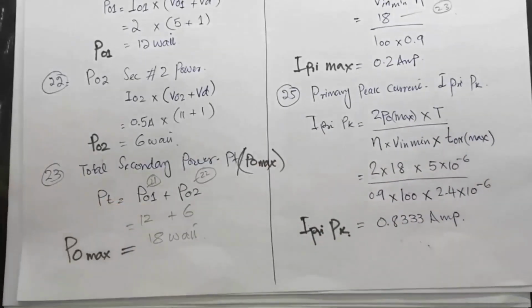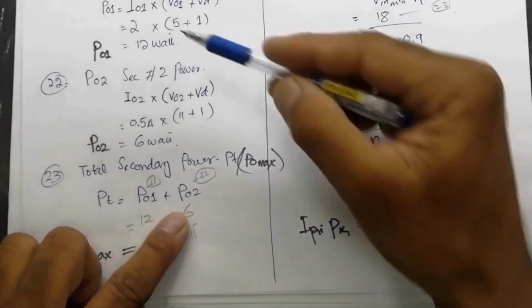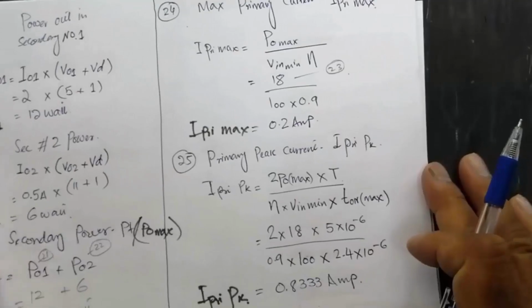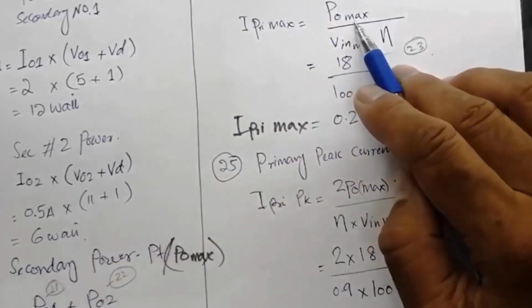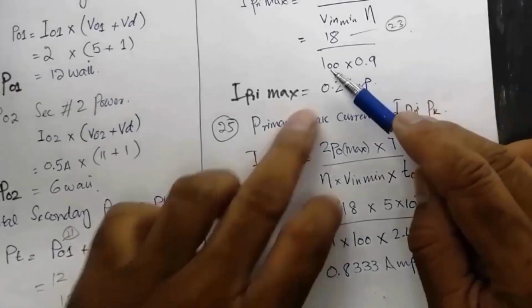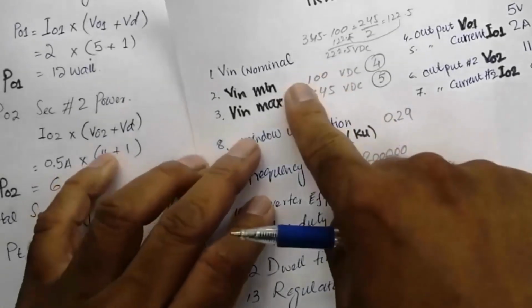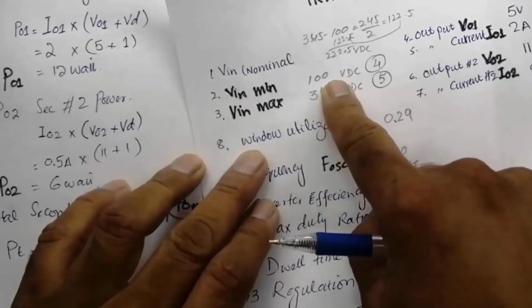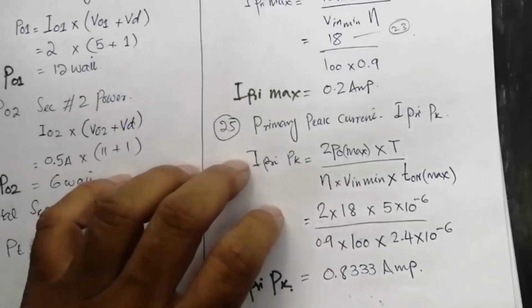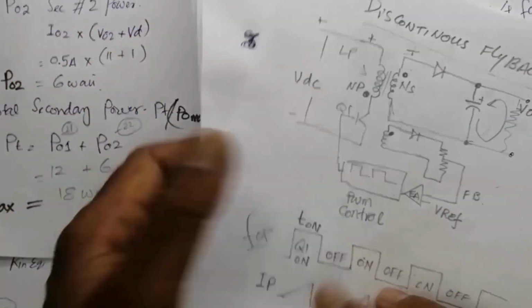Now we have to calculate total secondary power. Total secondary power is PO1 plus PO2. PO1 is here, PO2 is here. Total 12 plus 6, 18 watts. So total input power, power out maximum, that is 18 watt in step number 23. Divided by V in minimum. V in minimum we defined here and we calculated in our last step, number 4 I think, 100 volts.